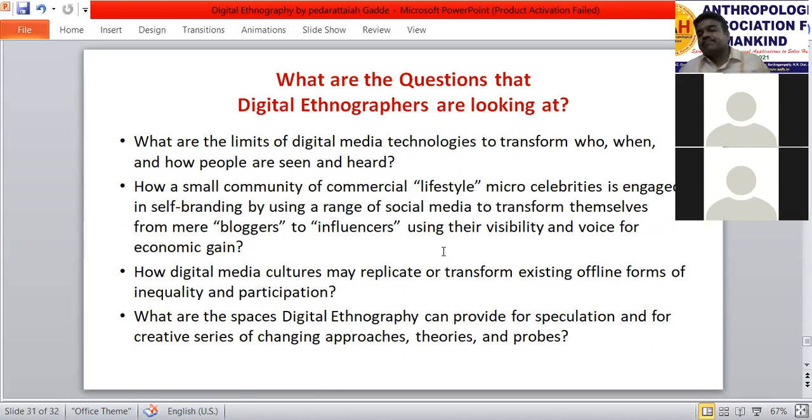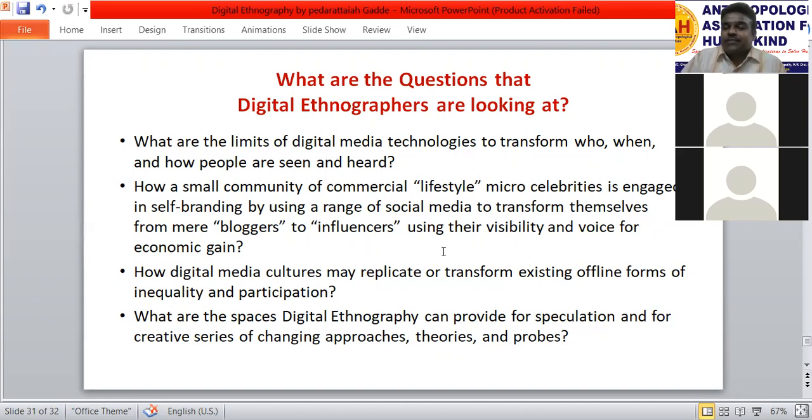What are the limits of digital media technologies to transform who, when, and how people are seen and heard? Very interesting question. How a small community of commercial lifestyle micro celebrities is engaged in self-branding by using a range of social media to transform themselves from mere bloggers to influencers, using their visibility and voice for economic gain.